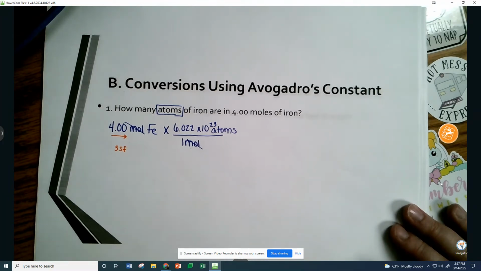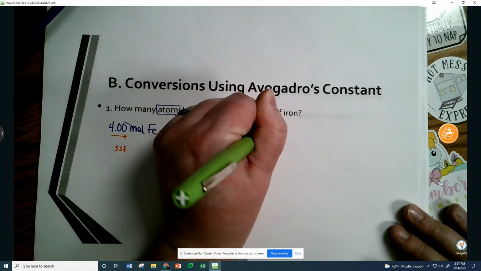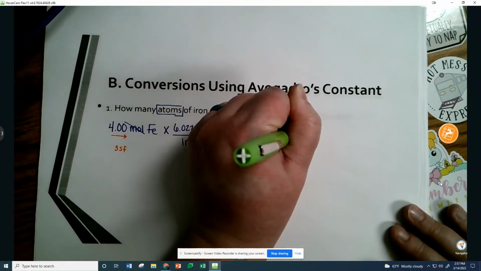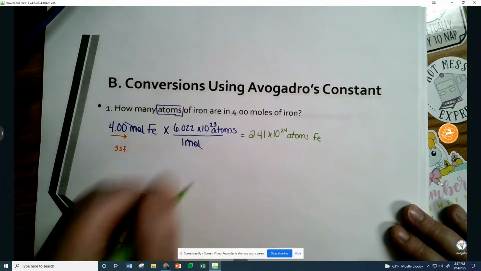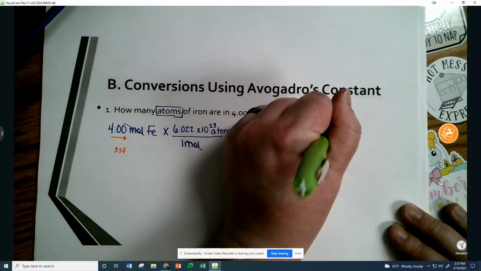If you need help putting this into your calculator in scientific notation, please speak up and let me know. But I'm going to multiply this, and when I do so, I get an answer of 2.41 times 10 to the 24th atoms of Fe. And then we are done. Okay.